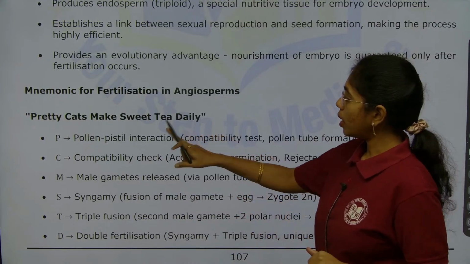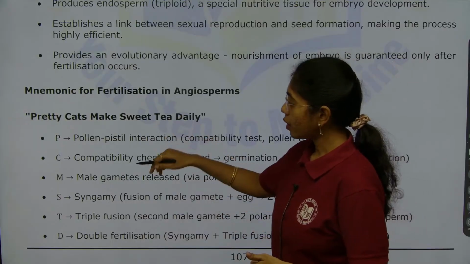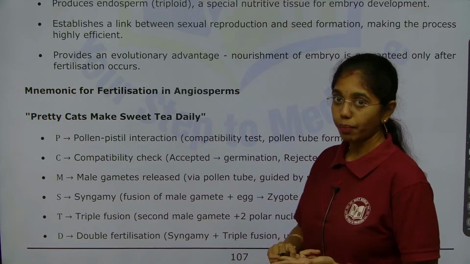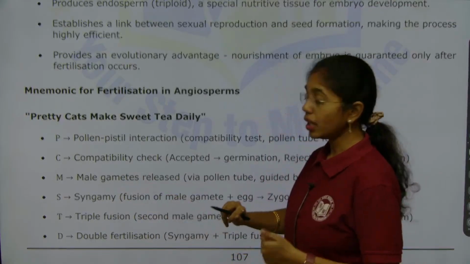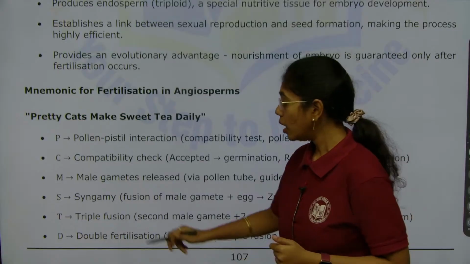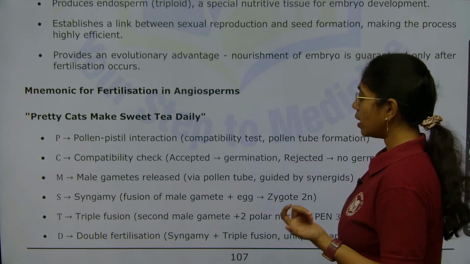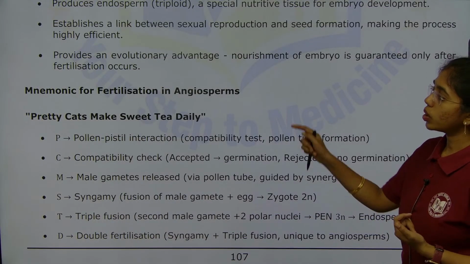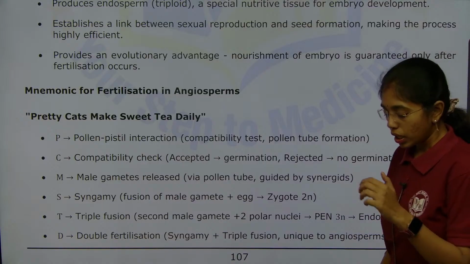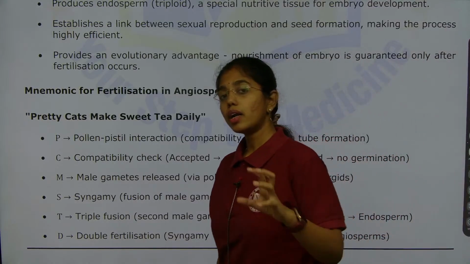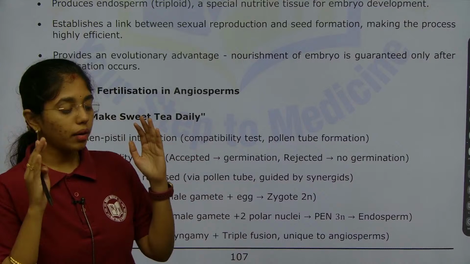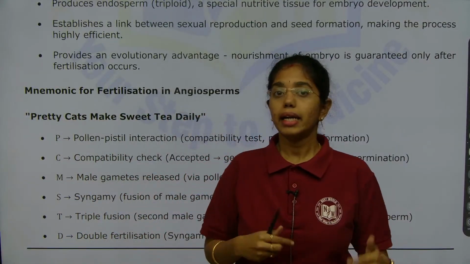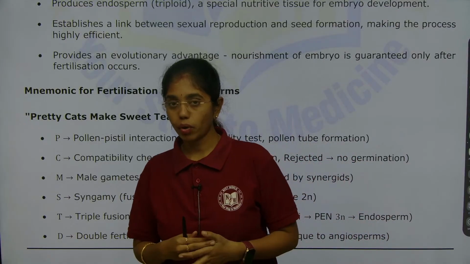First, P, pollen pistil interaction you have to mention. Second, followed by compatibility of stigma. Third, male gametes are released by the pollen tube. Fourth, syngamy, that is fusion between male gamete and egg cell. Last, triple fusion, and give out the double fertilization sequence at the end. So this is how you have to present this question. It is your comfort where you give the diagrams, but most of the time choose diagram based questions only, beta, because more marks will be awarded for those.